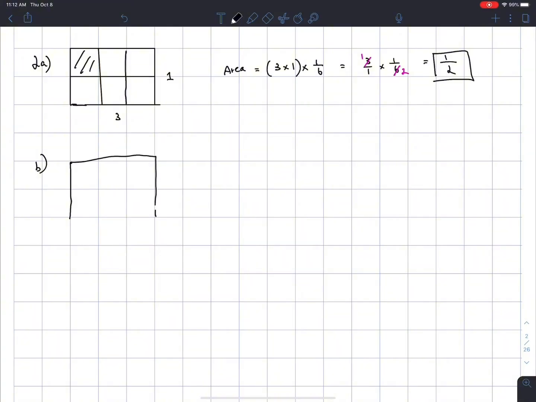2b. So the area is going to be 3 times 1, which is the total area of the entire rectangle, and only 2 out of 6 of the rectangle is being shaded. 3 times 1 is 3. I can say 3 is the same as 3 over 1 times 2 over 6.